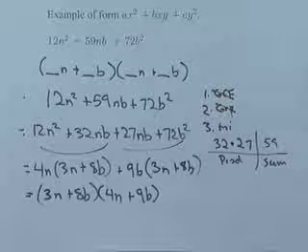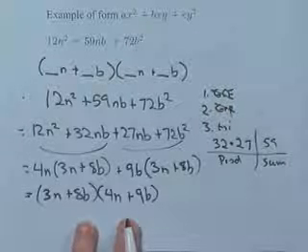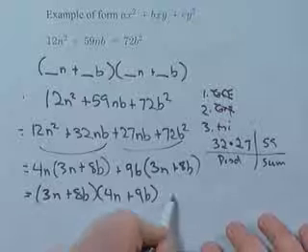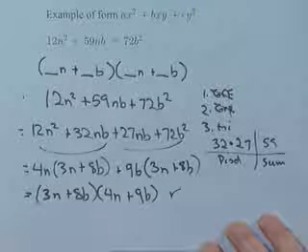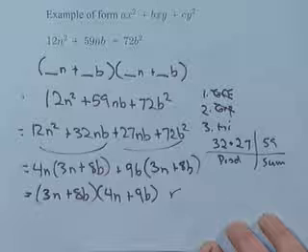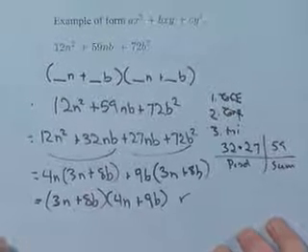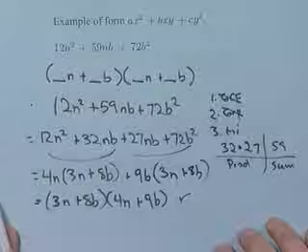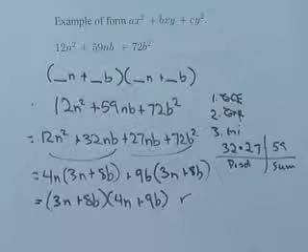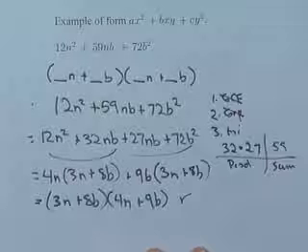Now to check this, I should go ahead and FOIL this entire problem out. And you will find, if you try that, that it does match the original problem statement, the 12n squared plus 59nb plus 72b squared.